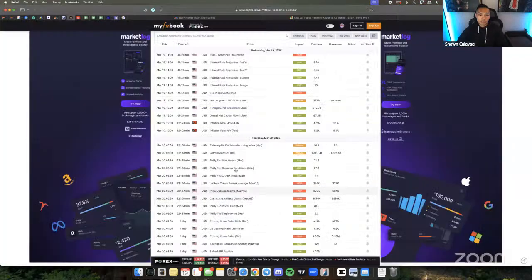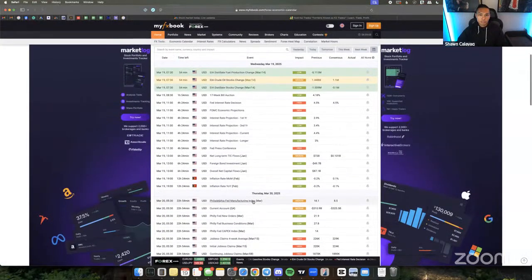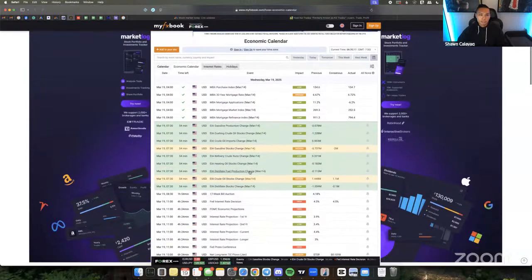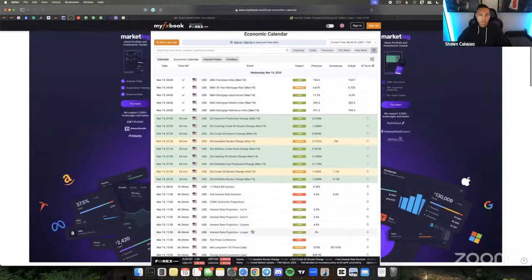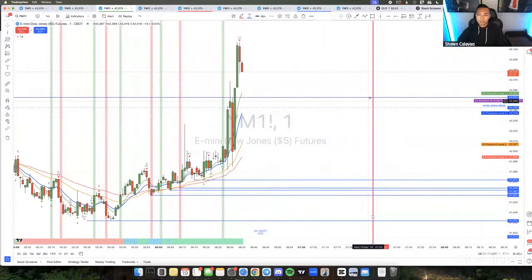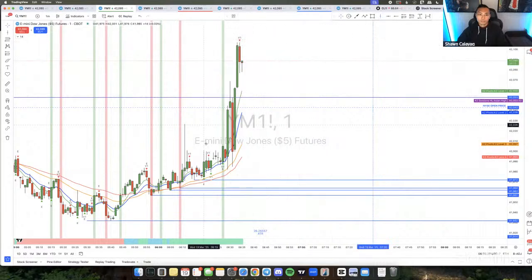Let me check the news for today. So for today, we just have gas stock change at 7:30, which is every Wednesday, and then we have the Fed rate decision at 11 o'clock. So 7:30 today, we have gas stock change. This happens every Wednesday, so it's not something unusual. We have the buyers in control right here.